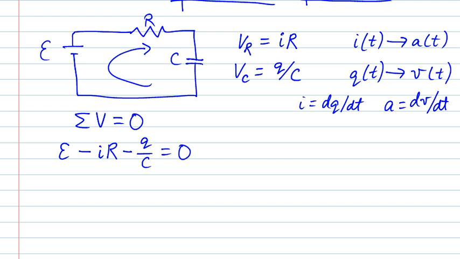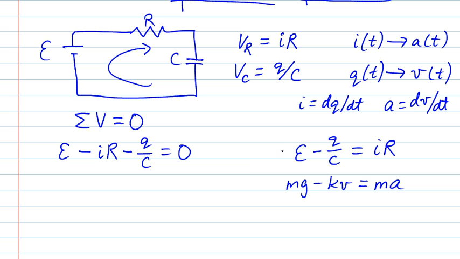Okay, now if you want to think about this in terms of F equals ma and things falling, well then what we can do is bring I to the other side and say that E minus Q over C is equal to IR. Okay? Compare this to mg minus kV is equal to ma. Now hopefully you can see the comparison.